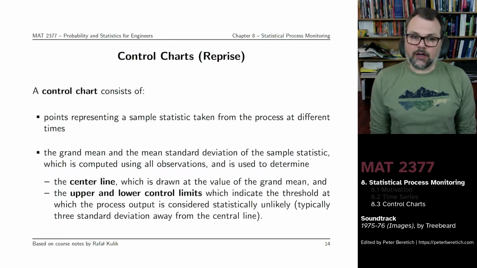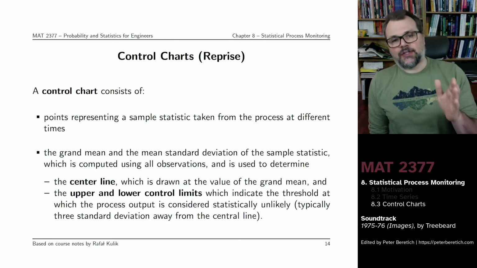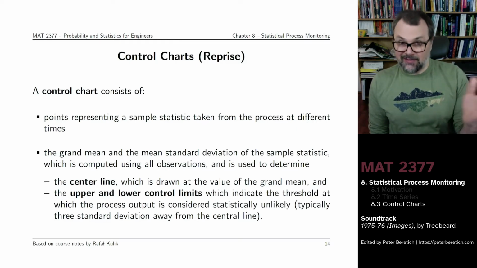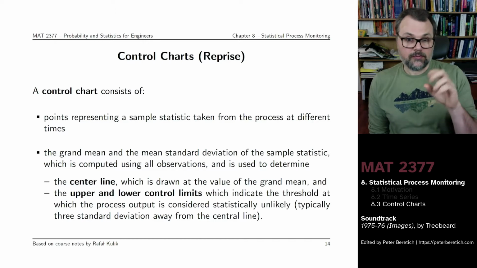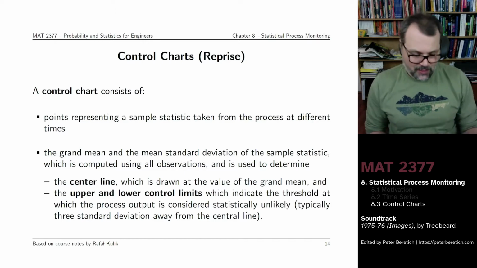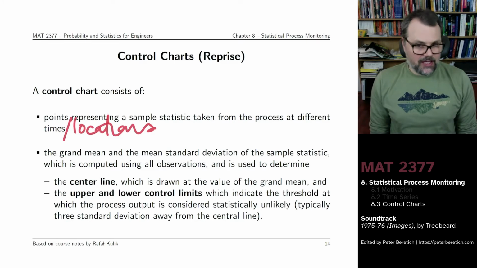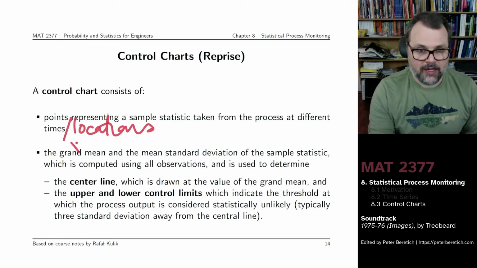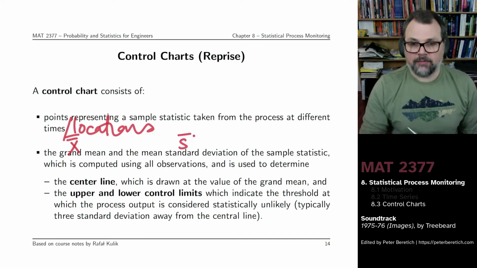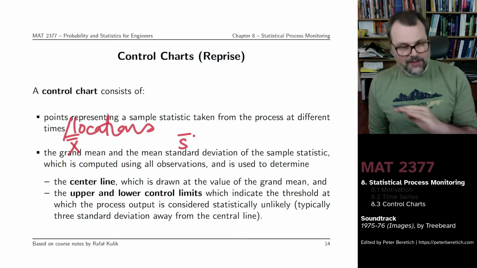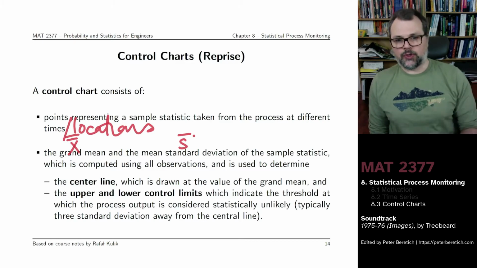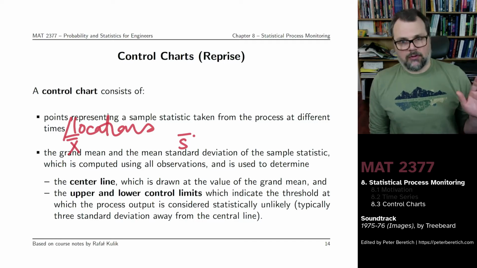So what is a control chart? Well, it's going to be a succession of points that represent a sample statistic, typically the sample mean, but you can also look at other statistics that are taken from the process at different times or locations. The grand mean and the mean standard deviation, X bar and S bar for the sample statistic, are included in there, and they help you find the center line, the upper and the lower control limits, which will give you thresholds to determine if the process output is considered to be unlikely from a statistical perspective.